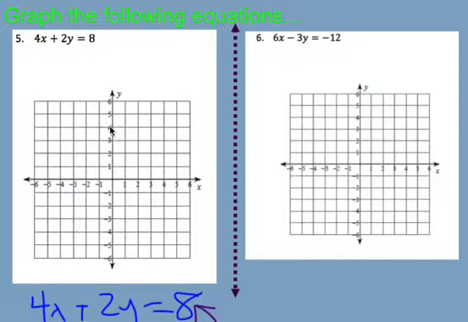I'm crossing the y-axis at 4, which is right here. Then my slope is going to be negative 2. So then I'm going down 2, and then I'm going to go right 1. Down 2, right 1, and I'm going to plot that point. And now I can connect the dots to get my line.